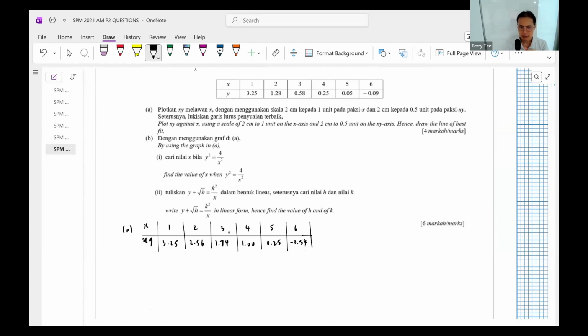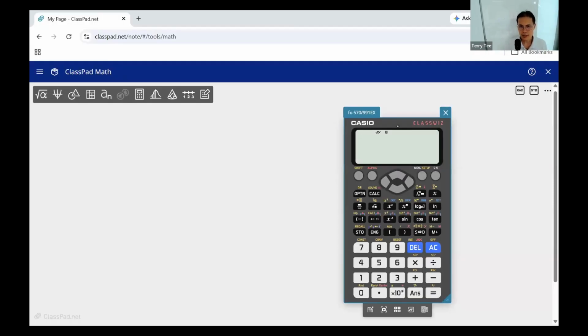Okay, now let's start plotting. Before I plot, I want to show you how to use your calculator. I will need a table of values. I hope you can see my calculator. I'm going to use this ClassWiz calculator. So press Menu, go to number 6 for Statistics, then number 2 for A plus Bx. So key in all the x values. The x values are simple: 1, 2, 3, 4, 5, 6, pressing equals each time.